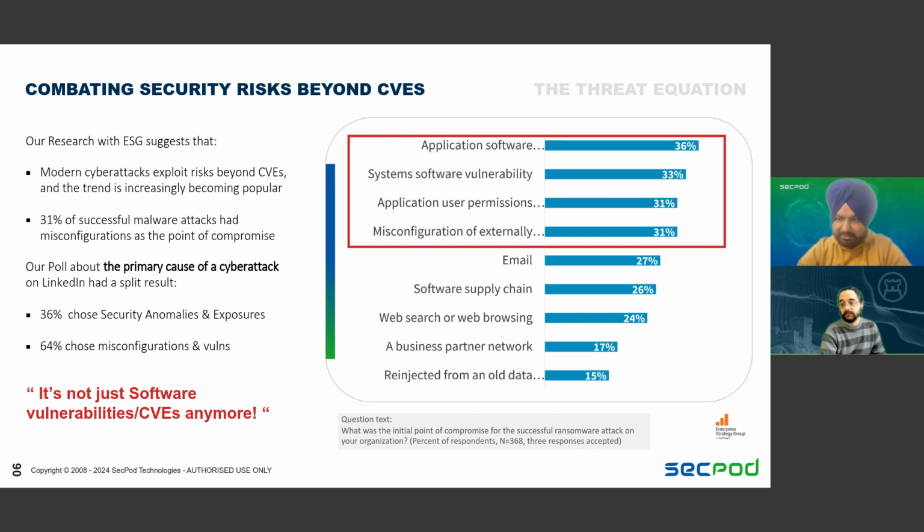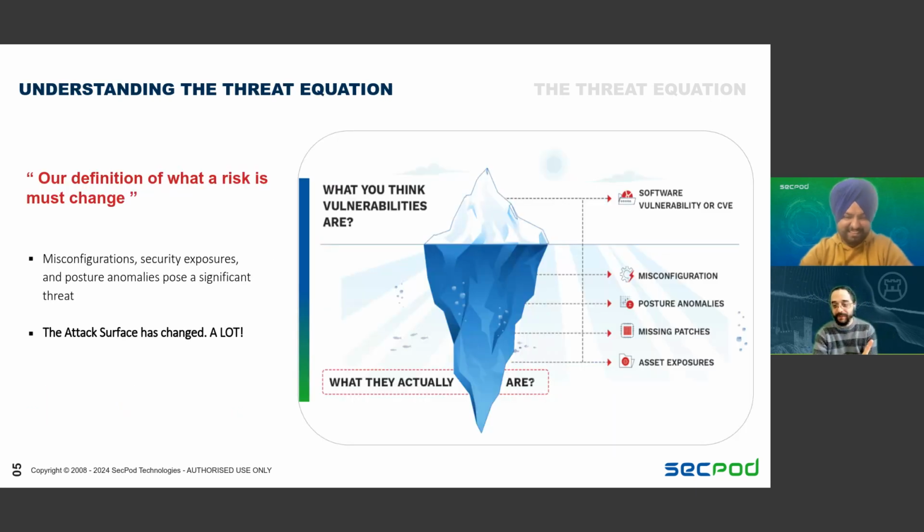I know everybody's talking about it, but there could be multiple versions of it. I like looking at these statistics, but can we go back to the iceberg for a moment? Because I love this picture. I want to help define what we're talking about here in terms of misconfigurations or posture anomalies. And I think we don't need to touch missing patches too much.